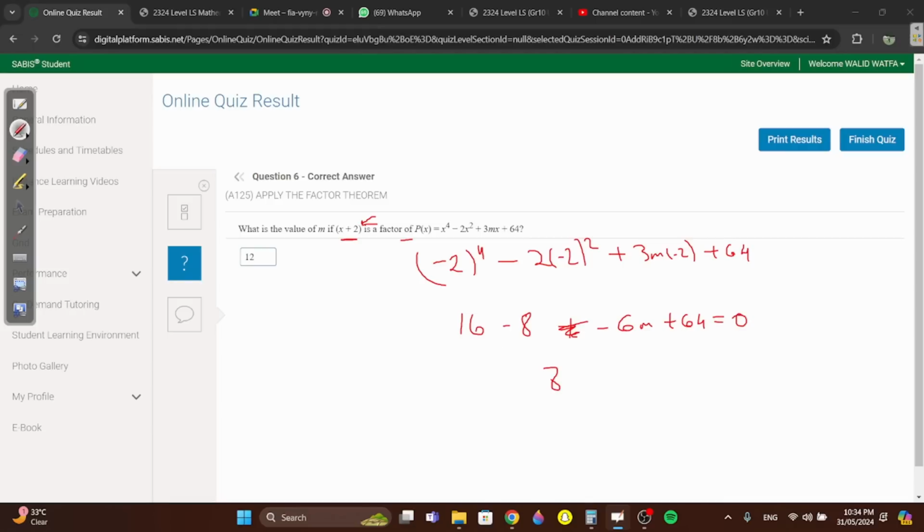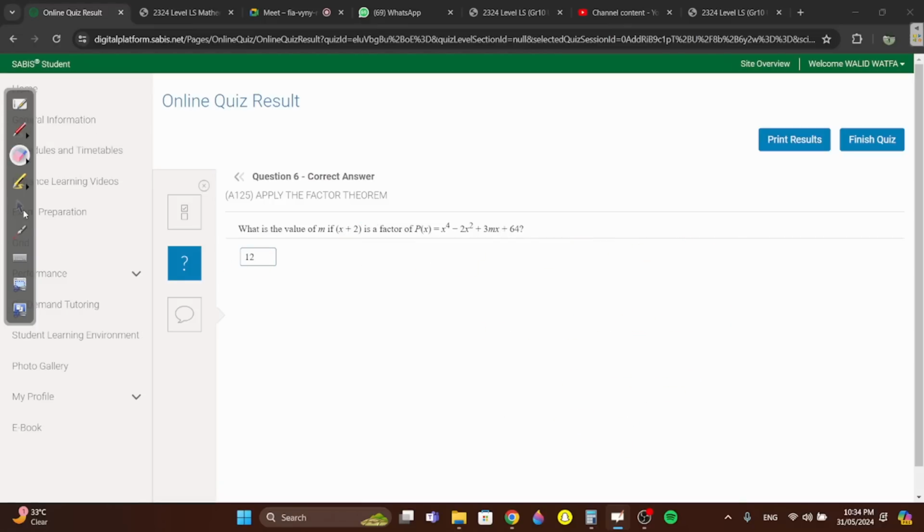Okay, 16 minus 8, 8 plus 64 minus 6m equals 0. 6m to the other side, you're going to get 72 equals 6m. And you divide by 6 on both sides, you get 12. Okay, m equals 12. That's it for 4.3.